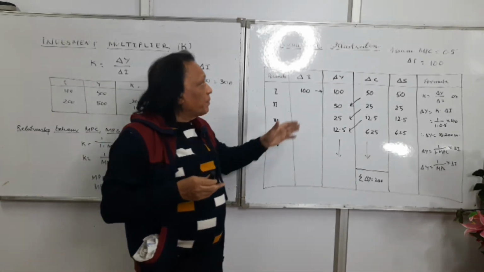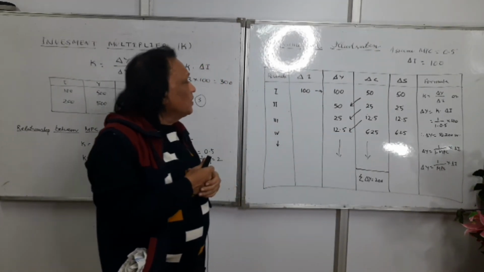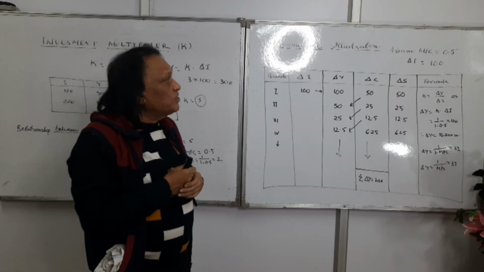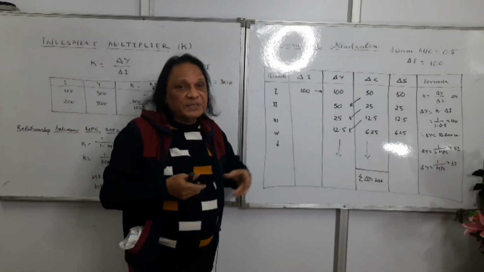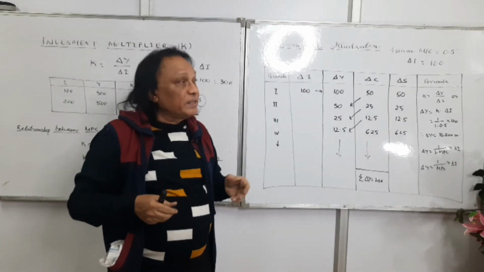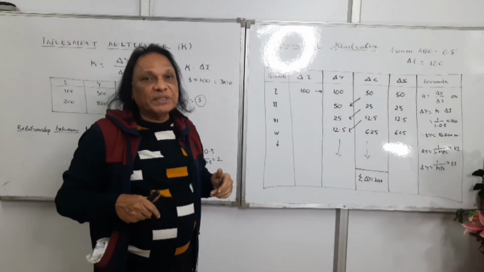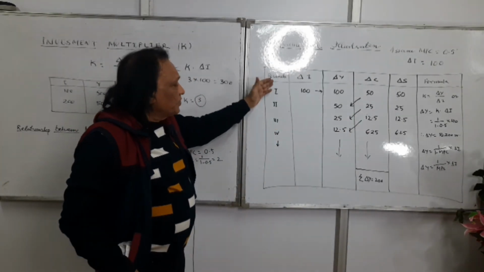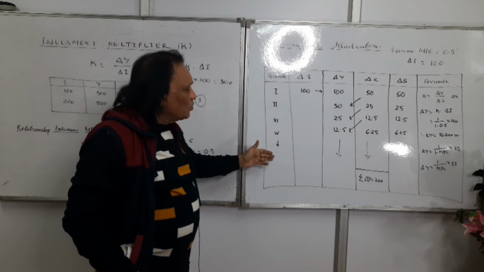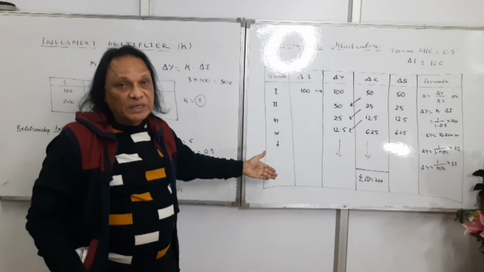So we can explain the multiplier with the help of a numerical illustration. Here we assume in the economy MPC is 0.5 and it remains constant, and a new investment of 100 crores has come in the economy. Let's see in the rounds here. First round, so there are so many rounds, infinite, we won't be able to show them all.